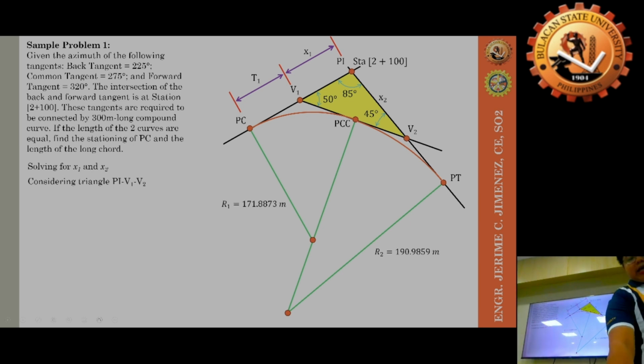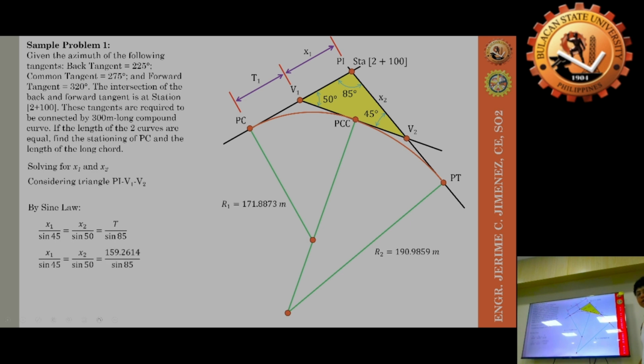Okay, by using the sine law, ito yung magiging equation natin. So, we have x sub 1, at yung x sub 1 natin, ang opposite angle niya is 45 degrees. Kaya x sub 1 all over sine 45 is also equal to x sub 2 all over sine 50 degrees is also equal to the common tangent all over sine 85 degrees. And na-compute na natin yung common tangent, length of the common tangent. So, substitute na lang natin yung length of the common tangent.